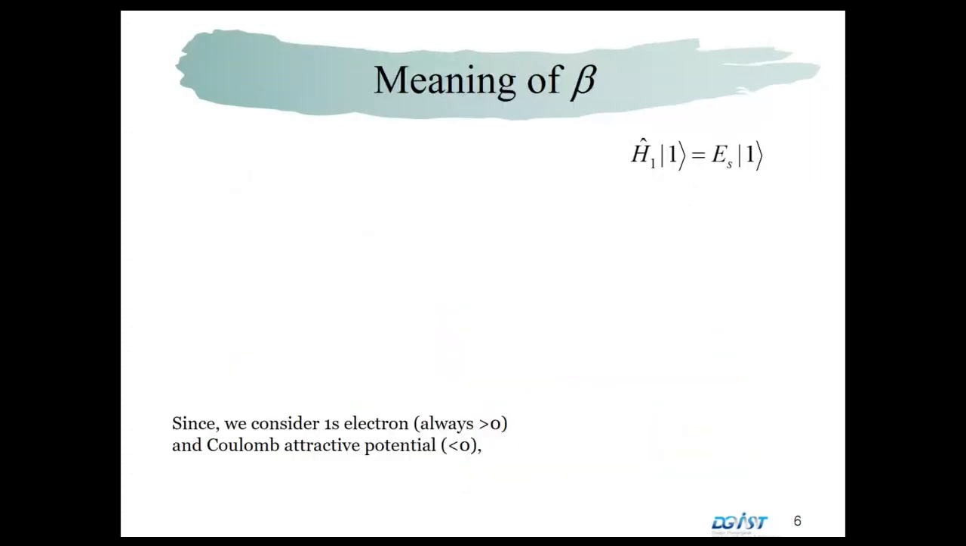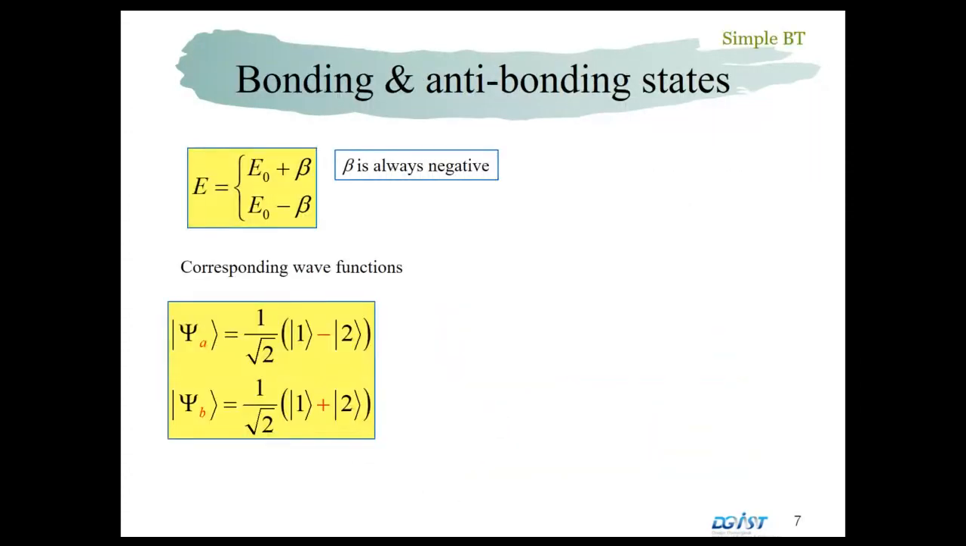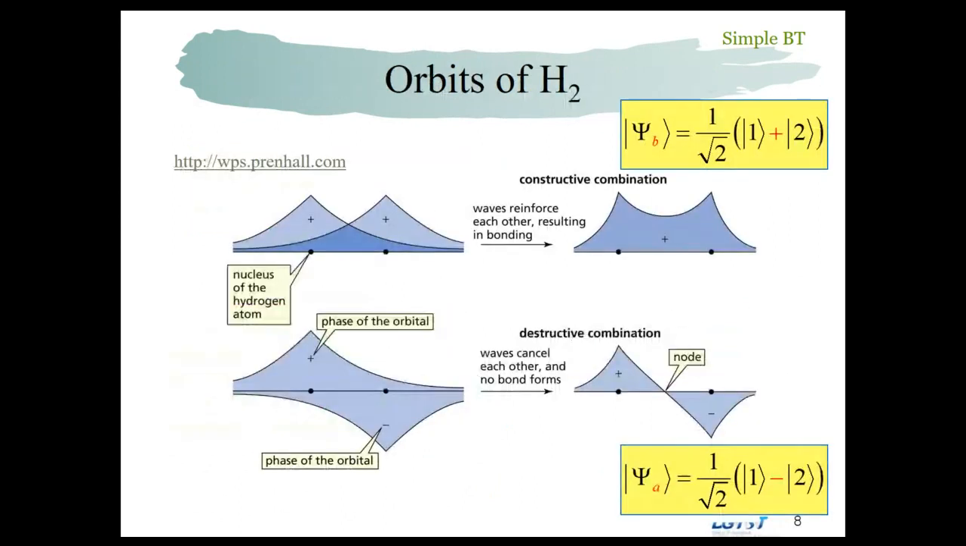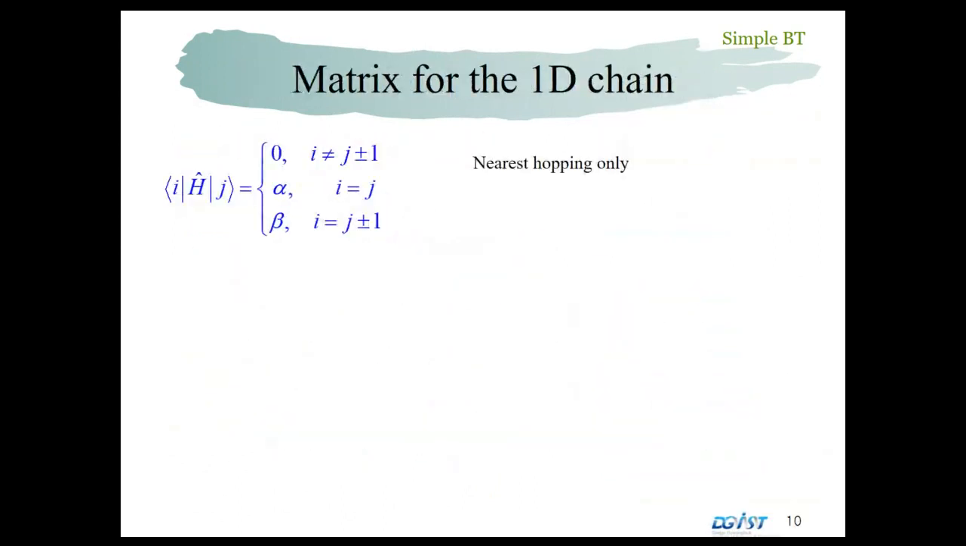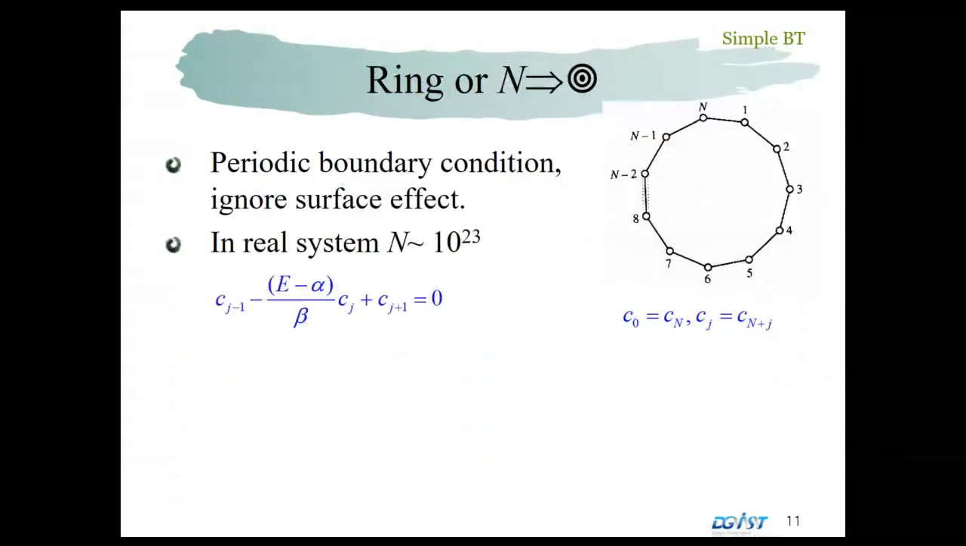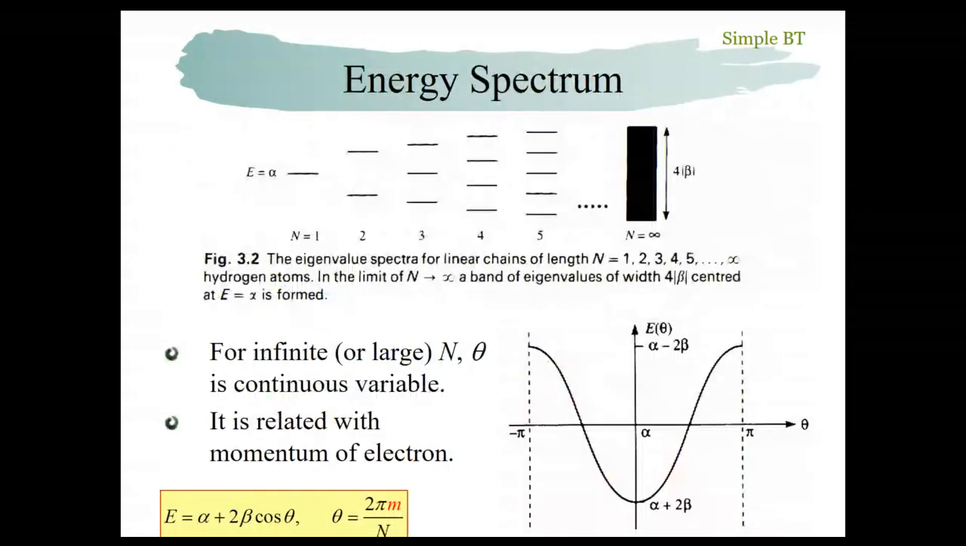So here this beta value is determined, for example, here the bottom and the top is in this case 4 beta in the 2-dimensional case. Sorry, this is for the 1-dimensional case. So the cosine theta can be plus minus 1. So the top and the bottom of the band are plus 2 beta and minus 2 beta.